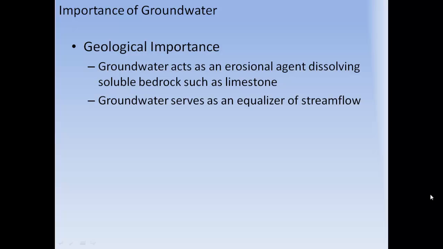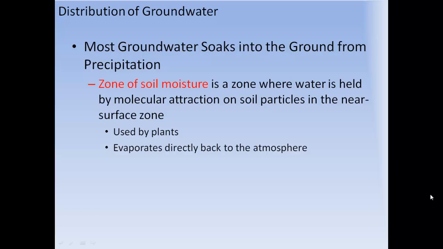Geologic importance. Groundwater acts as an erosional agent, dissolving soluble bedrock such as limestone. Groundwater also serves as an equalizer of stream flow. Most groundwater soaks into the ground from precipitation. The zone of soil moisture is a zone where water is held by molecular attraction on soil particles in the near surface zone, used by plants. It evaporates directly back into the atmosphere.